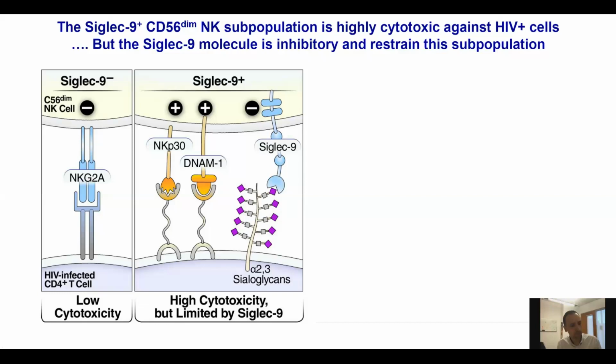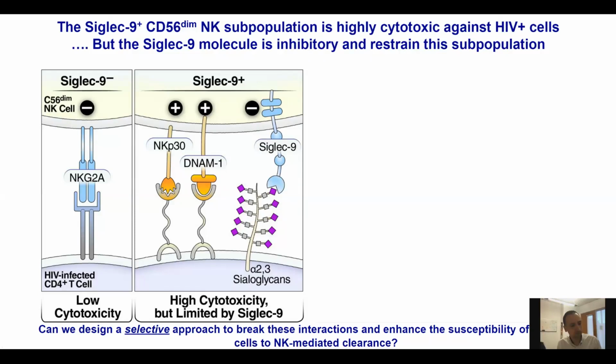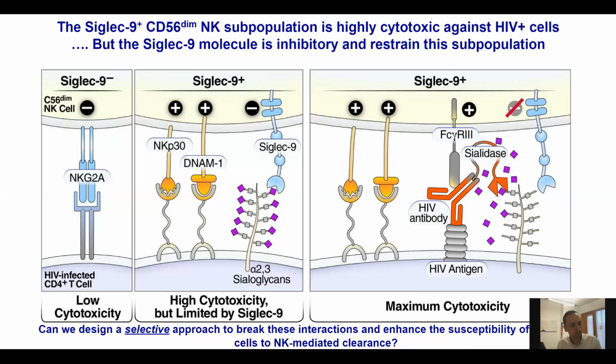And the next question for us was, now that we know that the Siglec-sialic acid interaction does play a role in the ability of HIV-infected cells to evade NK immune surveillance, can we design a selective approach to break the Siglec-sialic acid interaction in order to enhance the susceptibility of HIV-infected cells to NK-mediated clearance? We reasoned that we can use an enzyme called sialidase. Sialidase is an enzyme that can cut sialic acid from the surface of cells, including alpha-2,3 sialic acid.